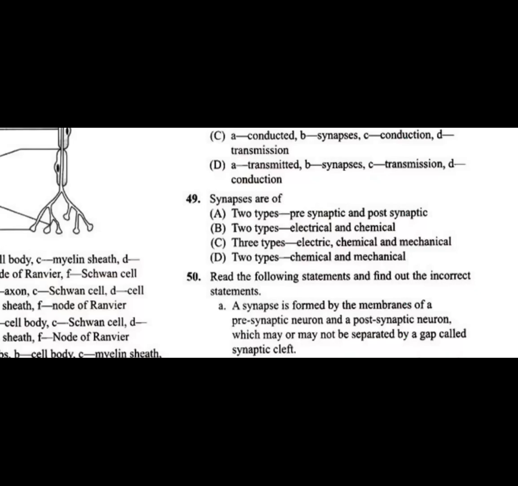So question number 49, synapses are of two types. What are those? B is the answer, two types, electrical and chemical.